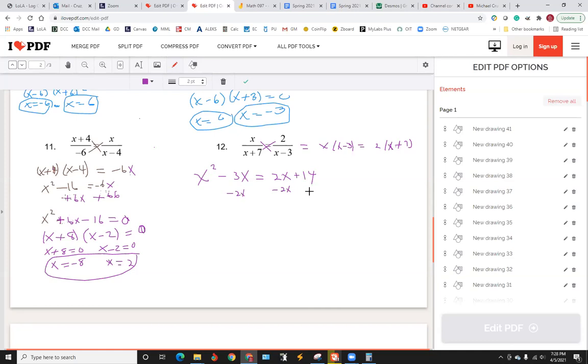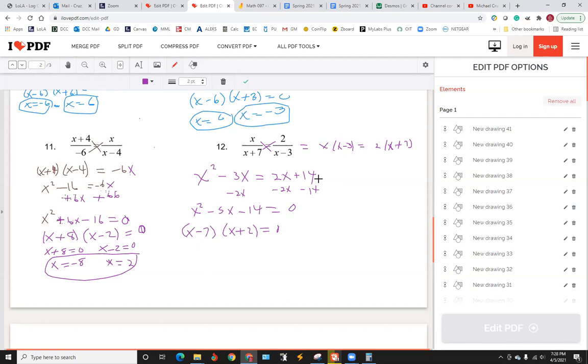And then minus 14. So x squared minus 5x minus 14 is equal to 0. And that's 7 and 2, right? And it's x minus 7 and x plus 2. So that's going to be 7 and negative 2.